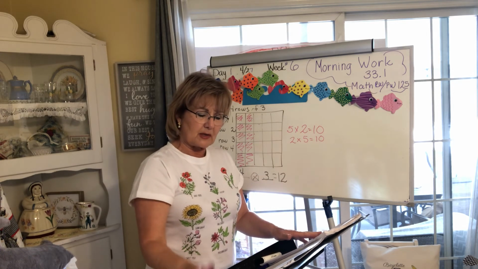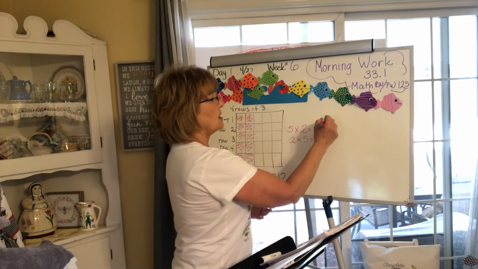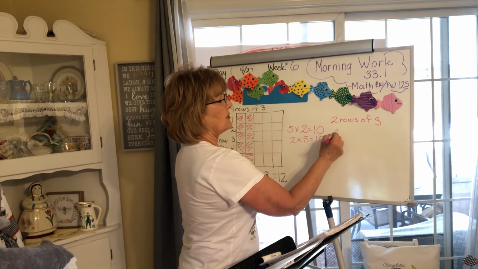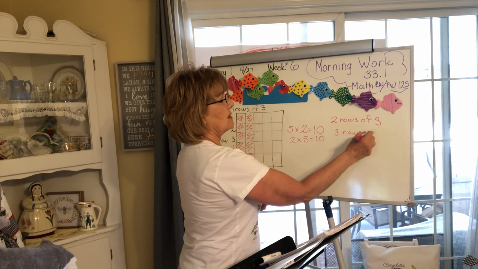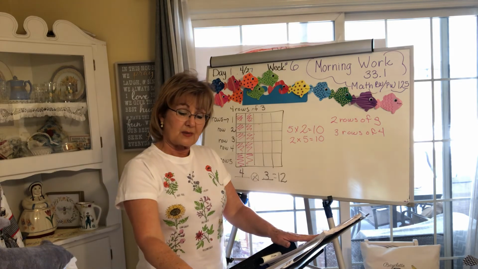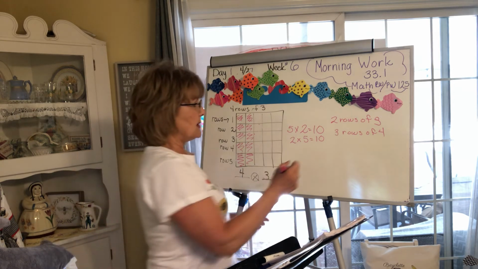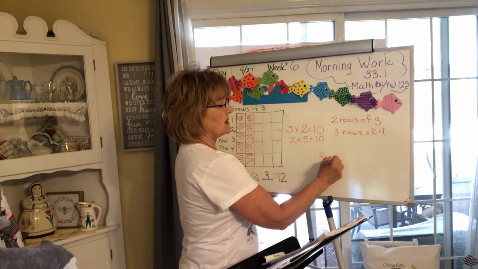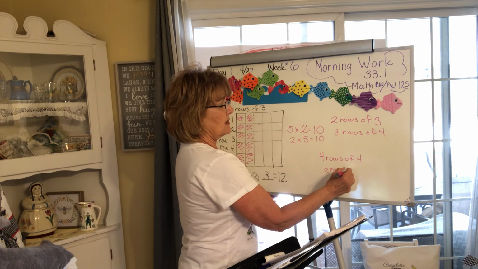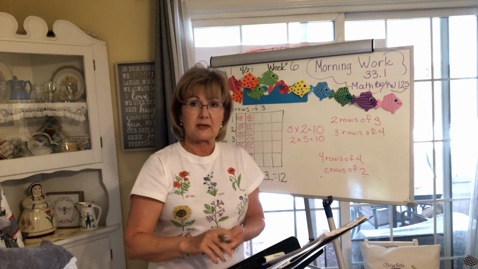Number 7 asks you to make an array that shows a rectangle, so they will not have the same number. It would be like 2 rows of 3 or 3 rows of 4 or whatever. And then the next one, make a different array that is not a rectangle. So what's not a rectangle? A square. So those would have to be the same, like 4 rows of 4 or 2 rows of 2. You see how those would have to be the same if it's not going to be a rectangle, okay?